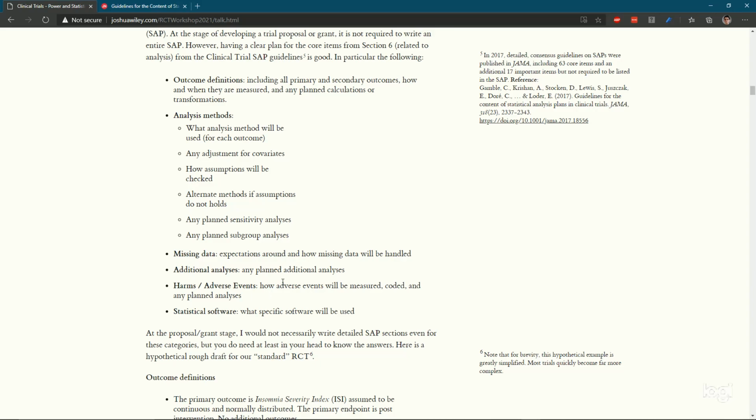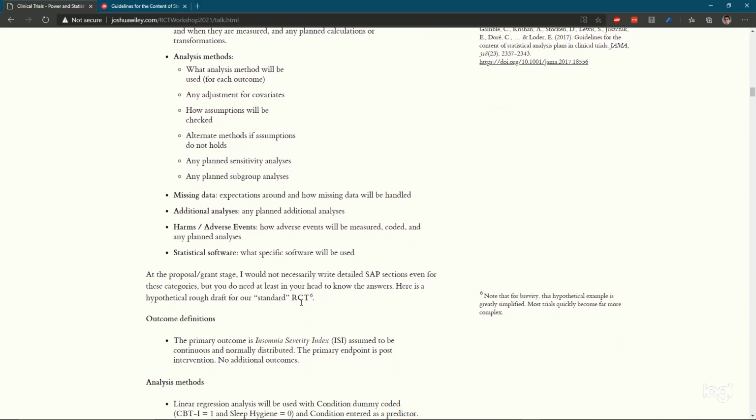If there's any harms or adverse events that are going to be measured, how will they be measured, coded, and are there going to be any planned analyses? Often this is fairly basic, but sometimes more complex analyses are done here, and if that's important, you'd also want to consider that for the analysis plan and for power analyses. And then what software is going to be used.